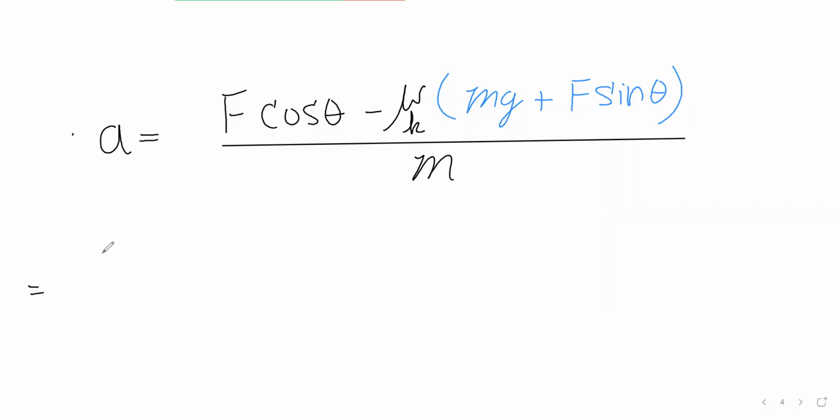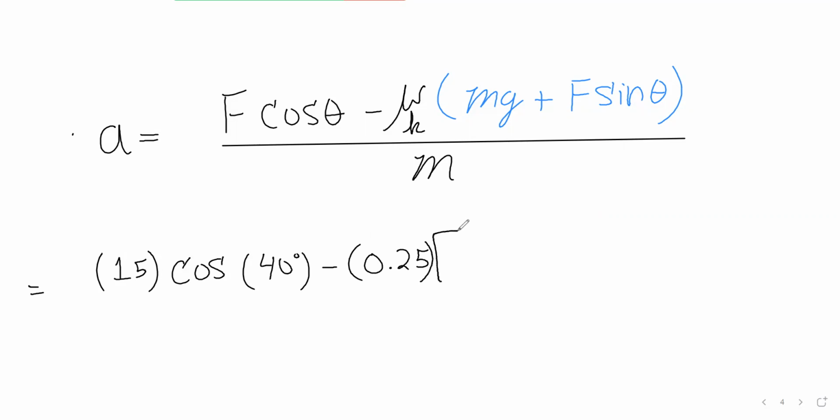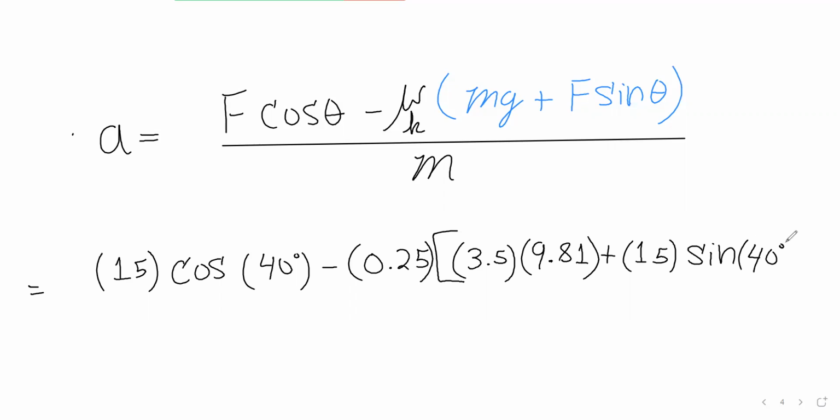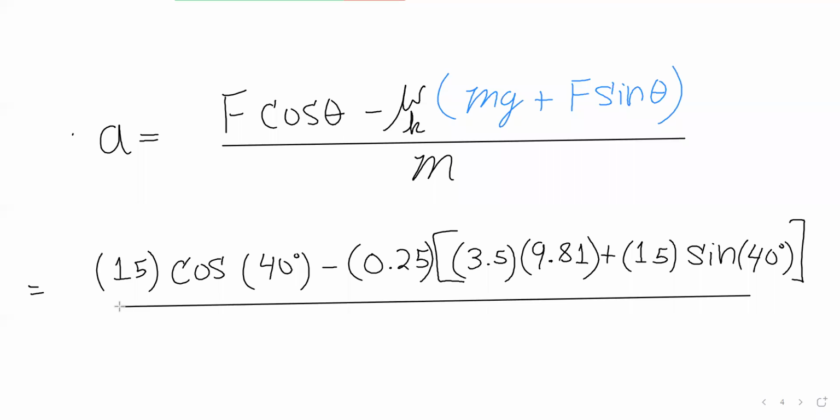Perfect. So F was 15 cosine 40 degrees minus mu. I'll use brackets. Again, the mass was 3.5, g, acceleration due to gravity, 9.8 or 9.81, plus my force, again, that's 15 times sine of my theta, all divided by my mass of 3.5.